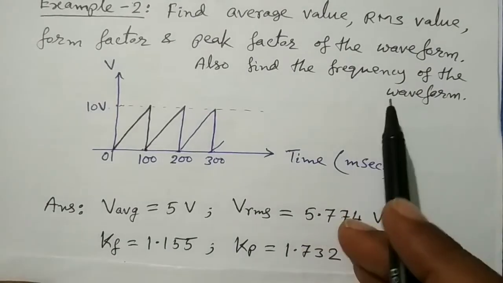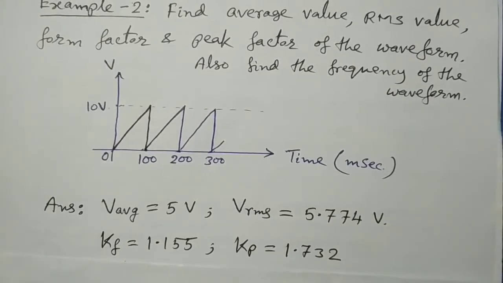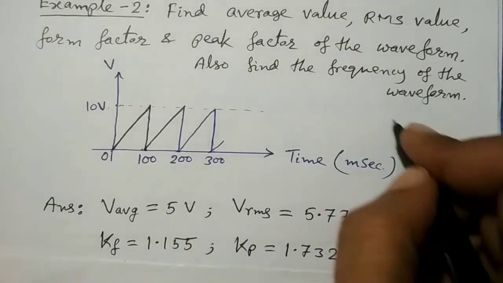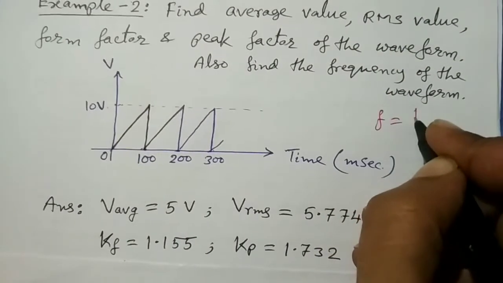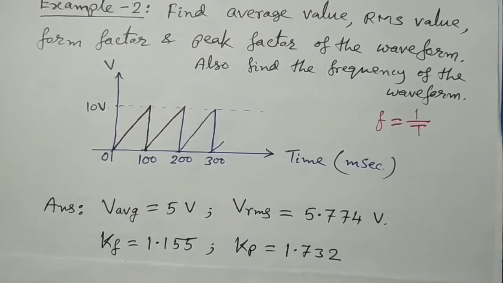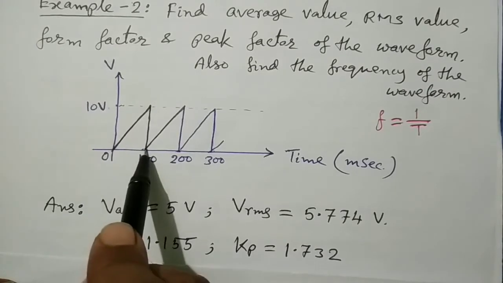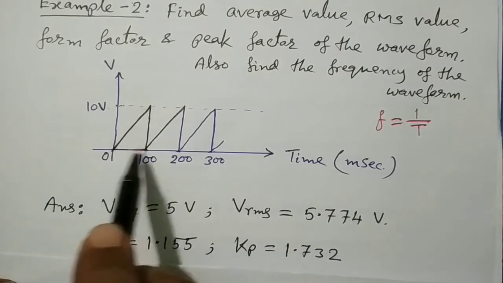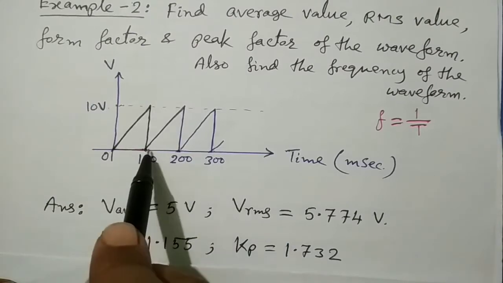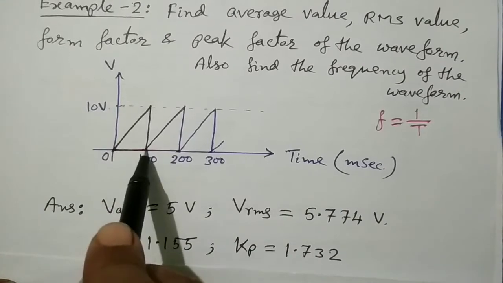Here we have to find the frequency of the waveform also. Now remember, the frequency can be calculated as 1 upon time period, and the time period means the time in seconds to complete one full cycle. In this waveform, the full cycle means 0 to 100 millisecond. Then 100 to 200, it is symmetrical. So one full cycle will be considered as between 0 to 100 millisecond.